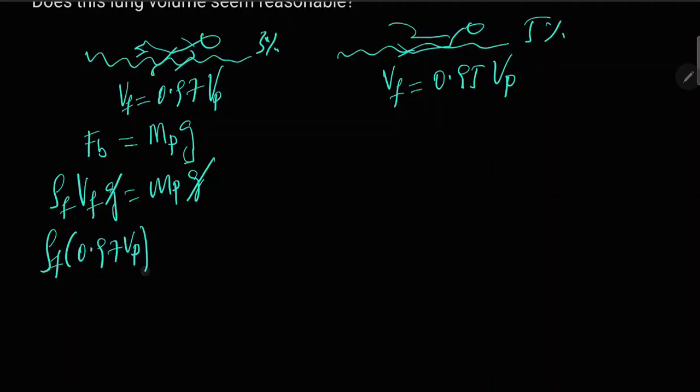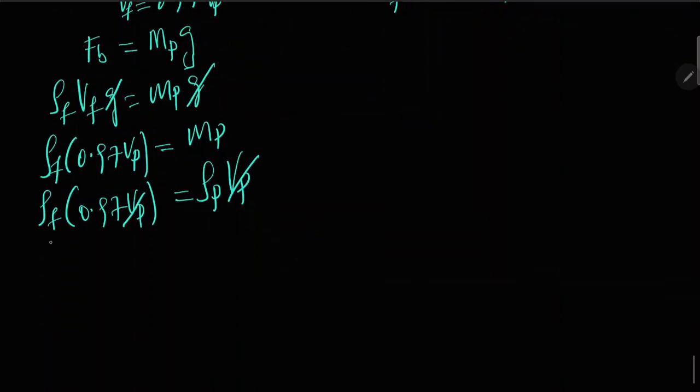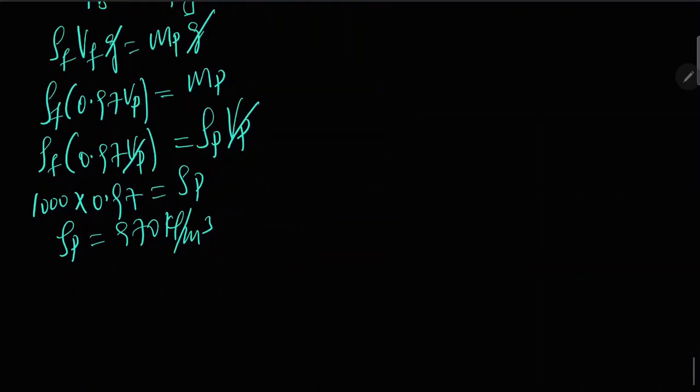0.97 times volume of the person, which is equal to mass of the person. Then density of the fluid times 0.97 times volume of the person is equal to mass of the person, which is equal to density of the person times volume of the person. Then volume of the person by volume of the person cancels, and density of the fluid, 1000, times 0.97 is equal to density of the person. Density of the person is equal to 970 kilogram per meter cube.